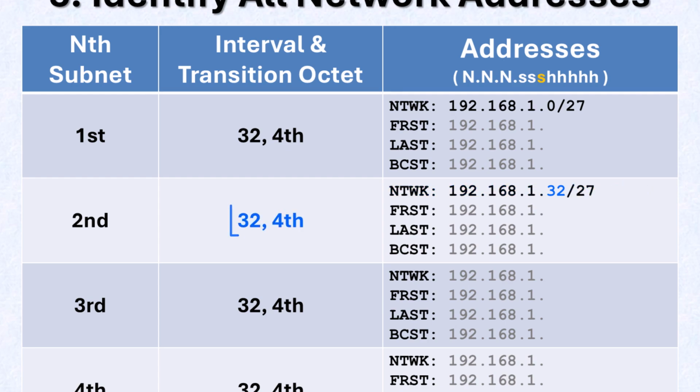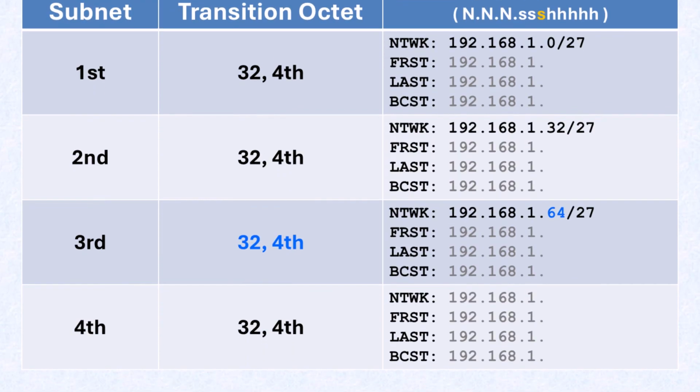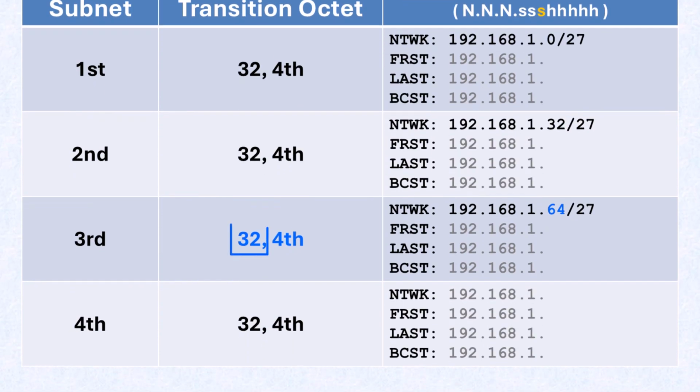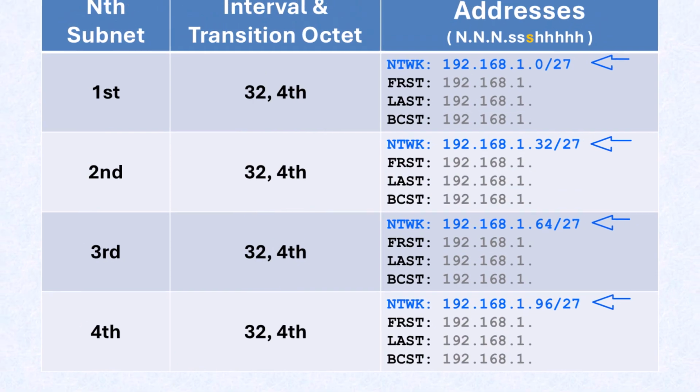Once again, add the interval 32 to the transition octet. This gives 64 in the 4th octet of subnet 3. Then apply the prefix of /27. Repeat the process. Add the interval 32 to the transition octet. This gives 96 in the 4th octet of subnet 4. Then apply the prefix of /27. Here we see all the network addresses.